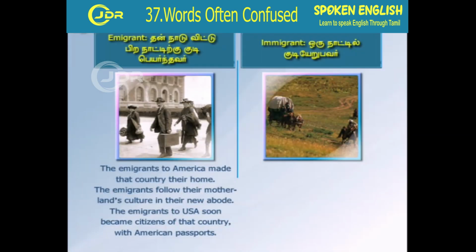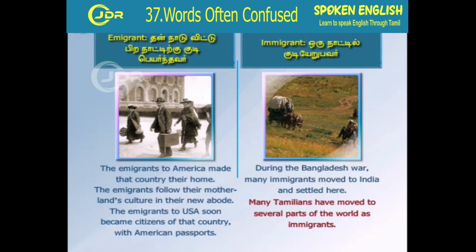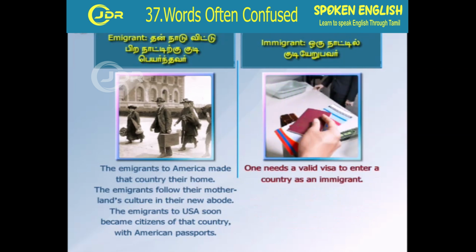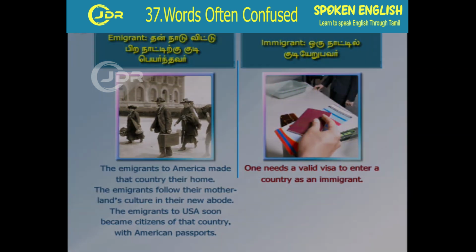Immigrant, ஒரு நாட்டில் குடியேறுபவர். During the Bangladesh War, many immigrants moved to India and settled here. Many Tamilians have moved to several parts of the world as immigrants. One needs a valid visa to enter a country as an immigrant.